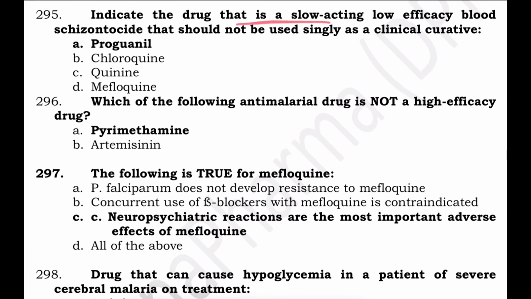Indicate the drug that is a slow acting, low efficacy blood schizontocide and should not be used singly as a clinical curative. Now here, should not be used singly. Chloroquine, quinine, mefloquine. Here the answer is proguanil. It cannot be depended upon as a clinical curative, especially in falciparum malaria, due to slow response and rapid resistance.